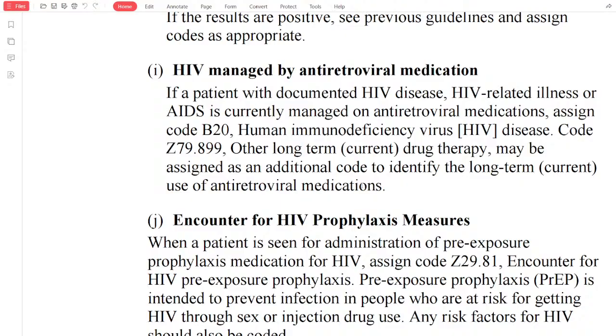Next is HIV managed by antiretroviral medication. In this case, HIV or AIDS is currently managed on antiretroviral medication. Assign the code B20. Code Z79.899, other long-term current drug therapy, may be assigned as an additional code to identify the long-term current use of antiretroviral medication. So in this particular case, you have to code B20 as the primary code and the secondary code is Z79.899, additionally for identifying the long-term use of antiretroviral medication.